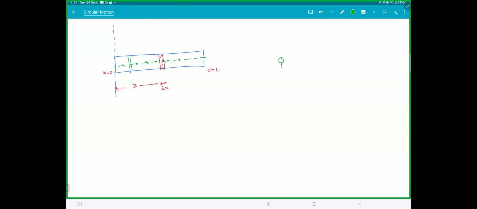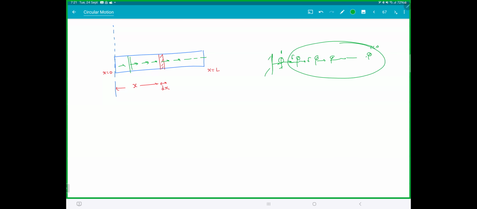Now, you tell me, if there's a number 1 person here, someone is pulling with F. Number 2 here, they're pulling with F. Number 3 is pulling with F. Number 4 is pulling with F. And number 100. Now, you tell me which person is feeling the maximum tension in the hand? Number 1, right? This number 1 guy has to balance the force of 99 people.